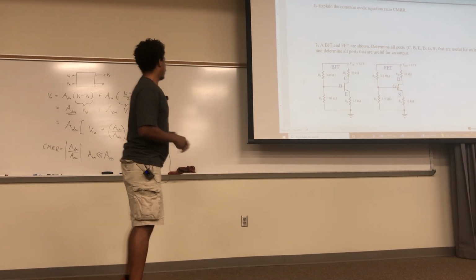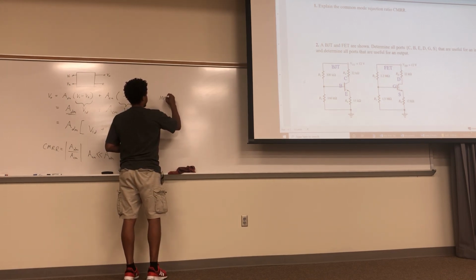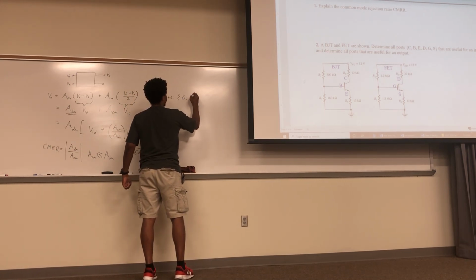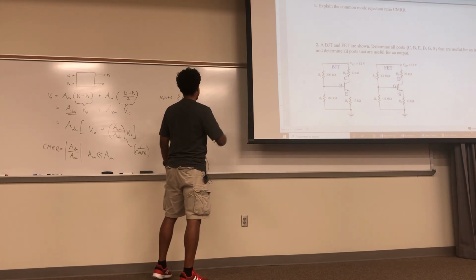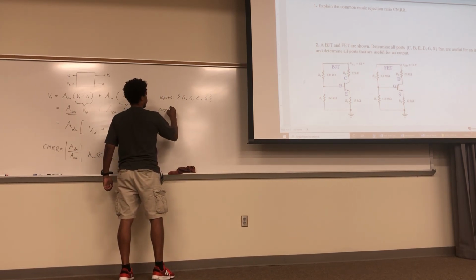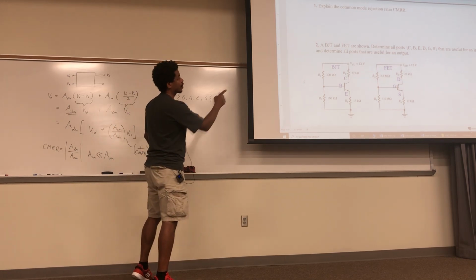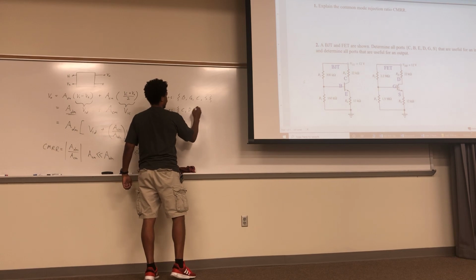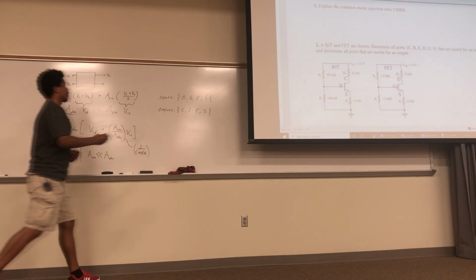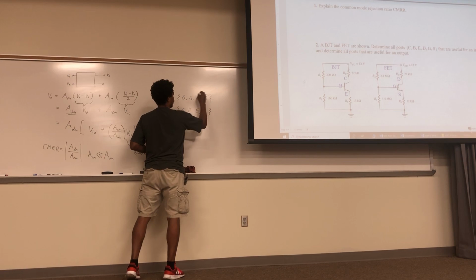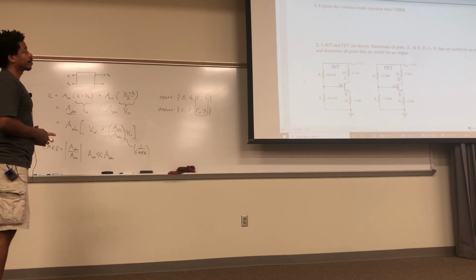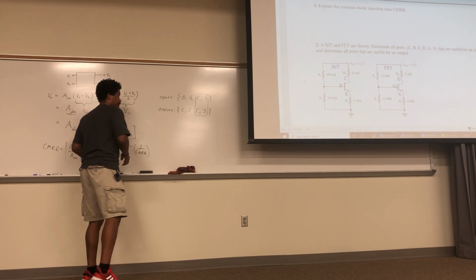So on this problem, you would just write, for things that are good for inputs, you have your base, you have your gate, and then the emitter and source are always good in either case. And for the outputs, you would have your collector and drain, and then again your emitter and source are good for outputs too. So these right here, both cases. Okay, so that's for that.